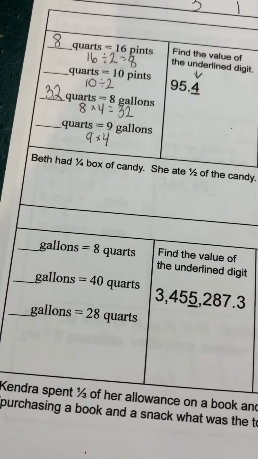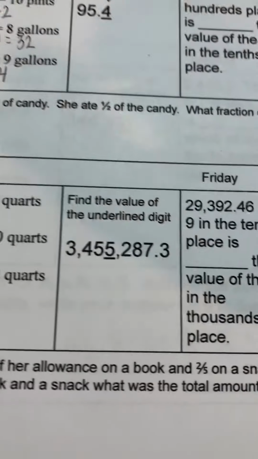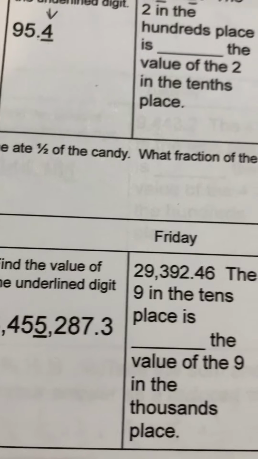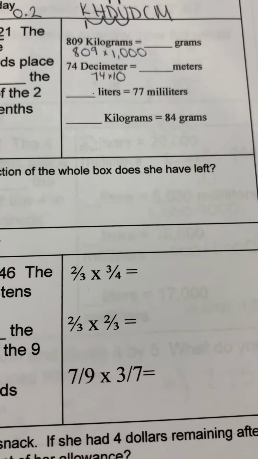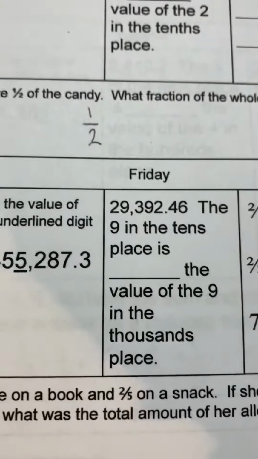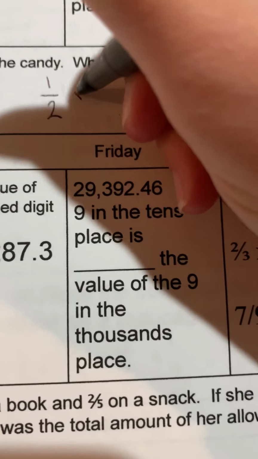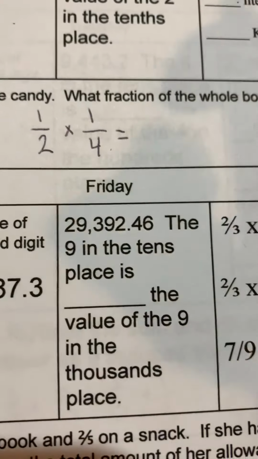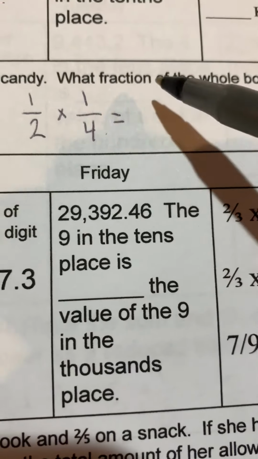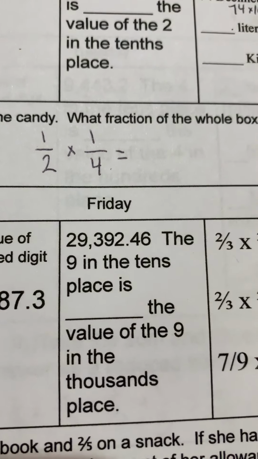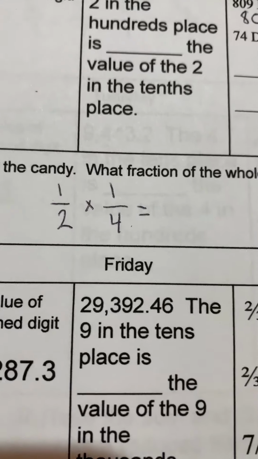And your word problem. Beth had 1/4 box of candy. She ate 1/2 of the candy. What fraction of the whole box does she have left? So she ate 1/2 of 1/4. Your job is to multiply across, 1 times 1, and then 2 times 4. And that will give you the fraction of the whole box that she has left. Go ahead and solve for that.